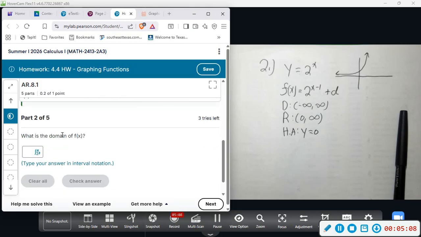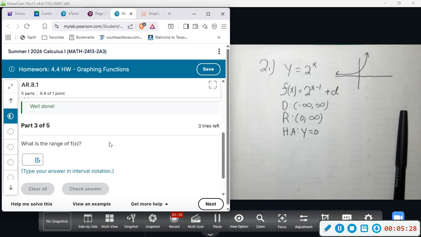All right, part 2, what's the domain? The domain was not changed. It is still negative infinity to positive infinity. The range is still 0 to infinity.